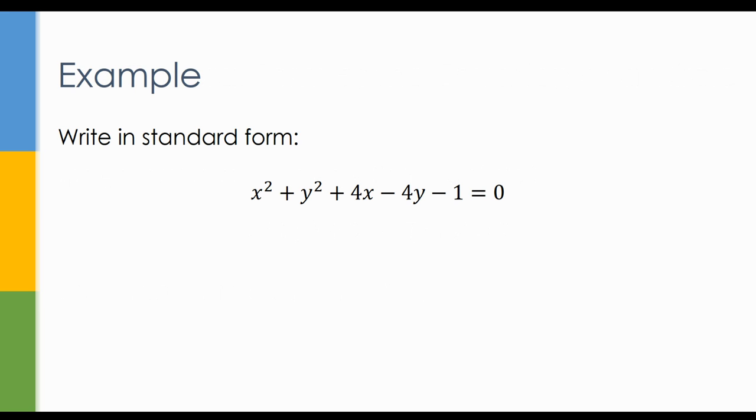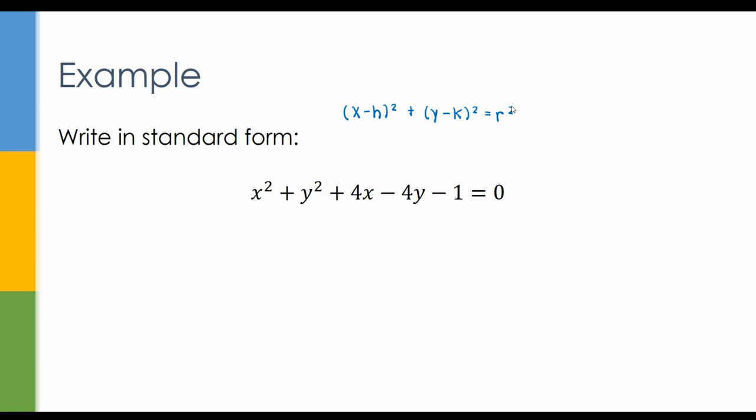All right, so I'm going to give you the general form, and we are going to rewrite this equation into the standard form. And remember, standard form is x minus h quantity squared plus y minus k quantity squared, and that equals your radius squared. So that's what we want it to look like. That's definitely not what it looks like right now.